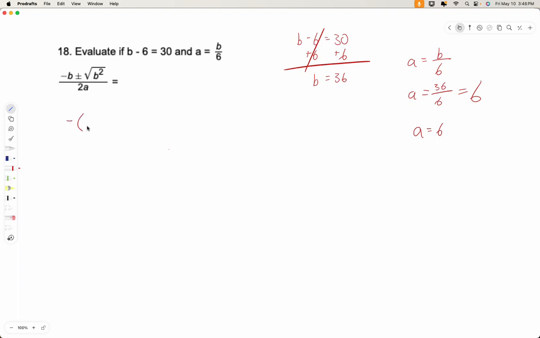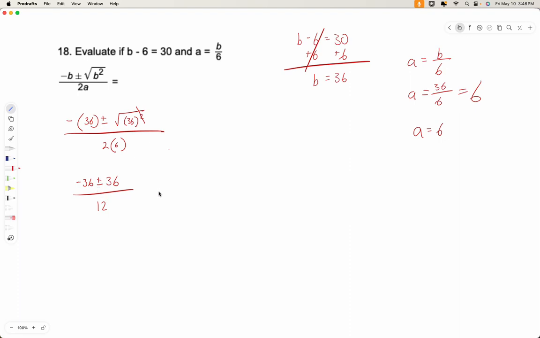So negative, and then I'm going to put my value of b, which is 36, plus or minus the square root of 36 squared, over 2 times 6. Okay, so that's going to be negative 36 plus or minus. Whenever you undo a squared number, they cancel each other out when you unsquare it. So that's just going to be 36 over 2 times 6, which is 12. So now we can solve for the plus and then the minus.